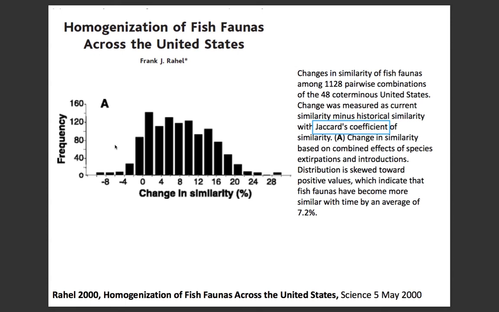So fish communities across the continental United States have actually become more similar and caused by homogenization of more interconnected waterways, more introductions from human land use. So basically, the communities are becoming more similar through time.